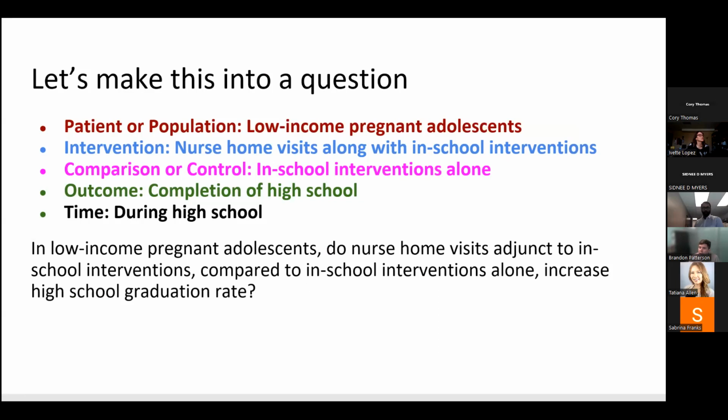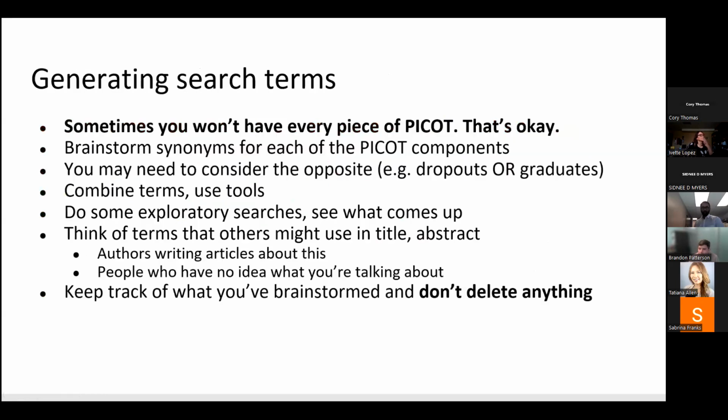All right, so we have our ways in which we want to search the literature. We have some good key words we could use. We can also come up with a very succinct research question now. Using the PICO format, we can say: in low-income pregnant adolescents, do nurse home visits adjunct to in-school interventions compared to in-school interventions alone increase high school graduation rate? So now we have a research question we're ready with, and we have some terms.